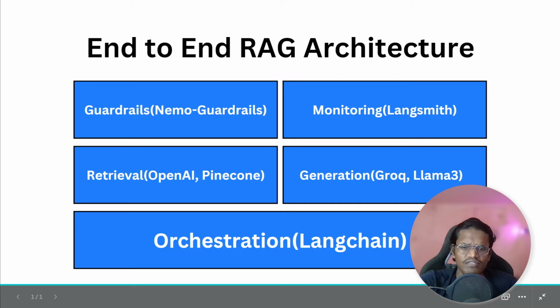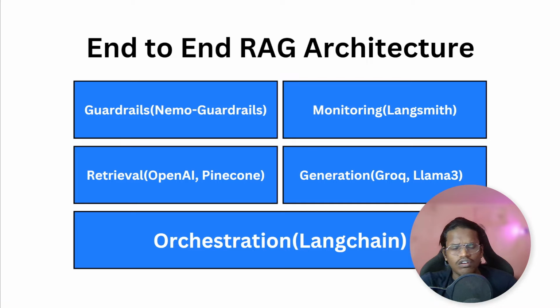The orchestration framework will be Langchain, or else you can prefer Llama Index, but right now I prefer Langchain because it is much easier to use. An orchestration framework is a framework which will bring all the components together, and that will be the lowermost layer of the architecture. This orchestration framework is very important because this is going to be the heart of the architecture, and for that we have chosen Langchain.